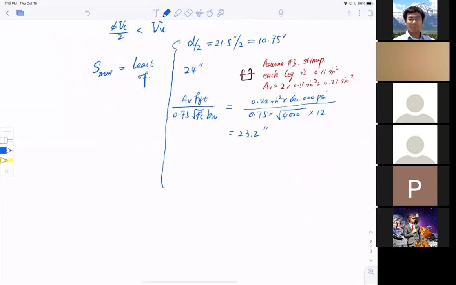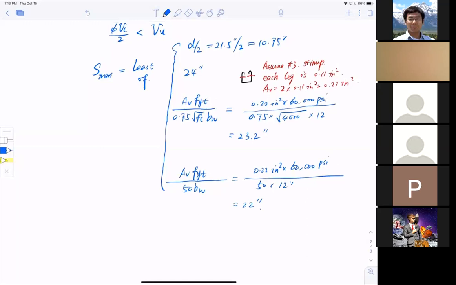And don't forget, there's another minimum requirement, that is AV FYT divided by 50 BW, and that equals 0.22 inch squared, 60 KSI, or 60,000 PSI, divided by 50, multiplied by the width of 12 inch. So I have 22 inches, right?